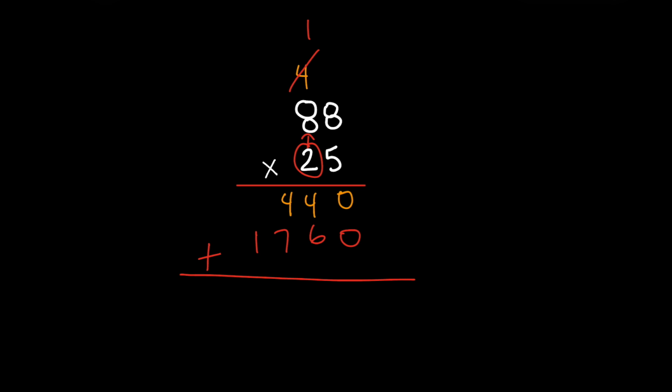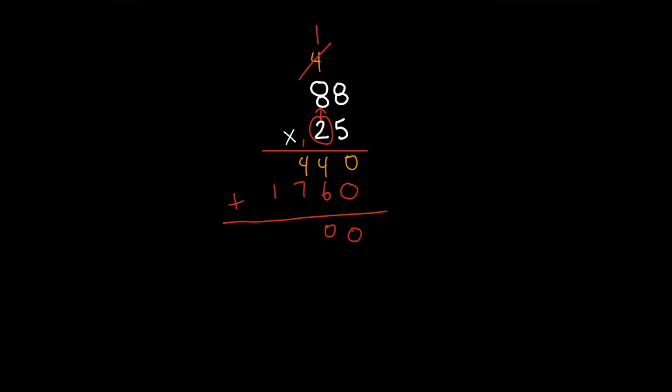So when we add this up, we add right to left. 0 plus 0 is just 0. 4 plus 6 is 10. 1 plus 4 plus 7 is equal to 12. Since this is a 2-digit number, the first number of that 2-digit number carries over to the next number like this.